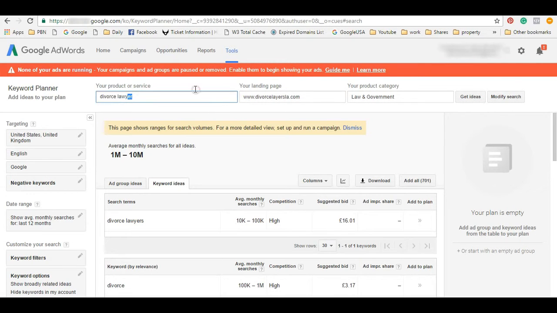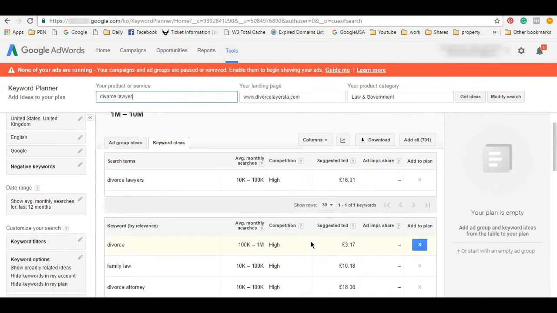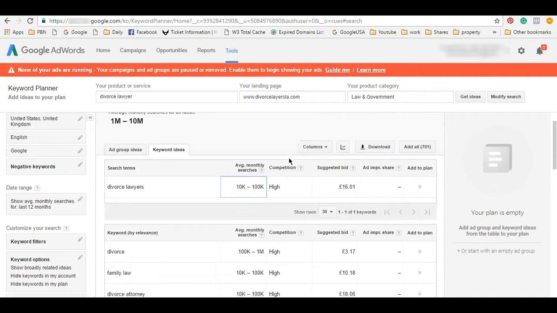Obviously, if you're just going to put divorce lawyer in there, what you want to look at on here, it usually tells you what the competition's like. You don't really want to be going for the high competition keywords. You don't really want to be going for the monthly searches that are going to be in the hundreds of thousands. What you really want to be looking at is trying to rank, especially if you're brand new at this, for keywords that have got a small competition.